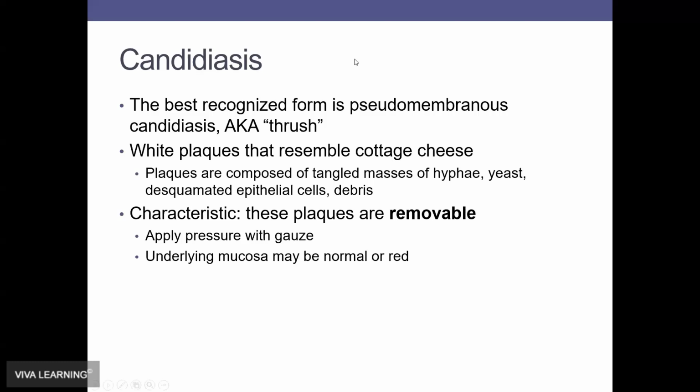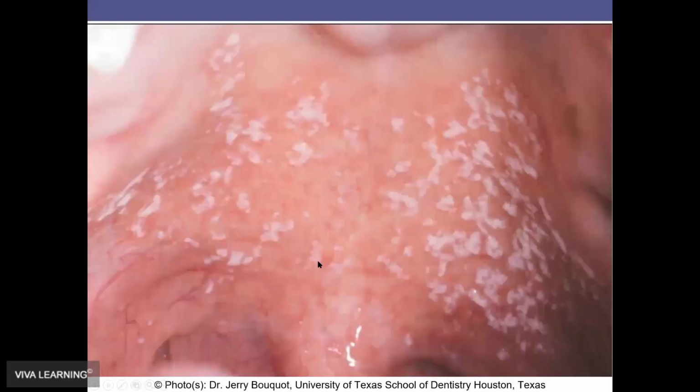So moving on to candidiasis, the best recognized form is thrush, pseudomembranous candidiasis, that you all know. I don't need to spend a lot of time on this. These are removable white plaques. And for the newer dentists in the audience or newer hygienists, you do have to put a little bit of pressure to remove those plaques because yeast has burrowed into the tissue. So you can't be very gentle and remove them. It does take a little bit of pressure. And the underlying mucosa might be normal or red.